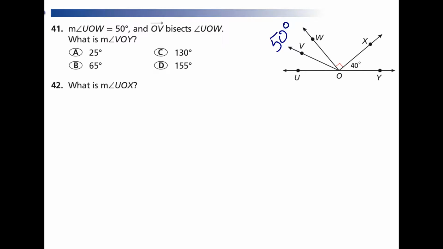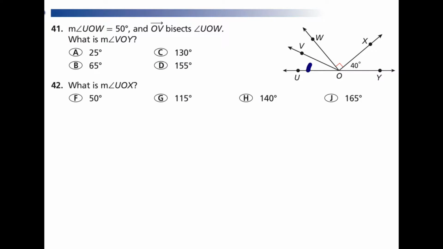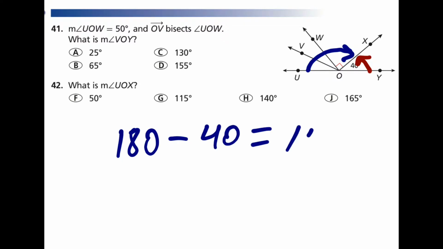For 41, we are told that UOW is 50, and since OV bisects it, that cuts it into 25 and 25. If we want to know VOY, we do some addition. 25 plus 90 plus 40. 155 is our answer. 42 asks the measure of angle UOX. So we have to consider that UY is a straight angle, or UOY. The line UY is a straight angle. So we take 180 minus this known value of 40, and that gives us 140.